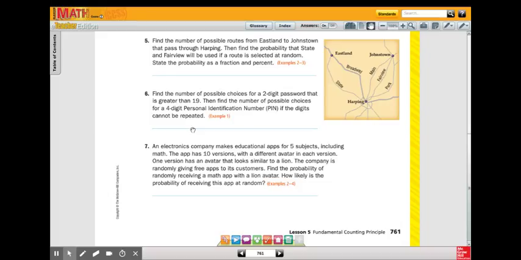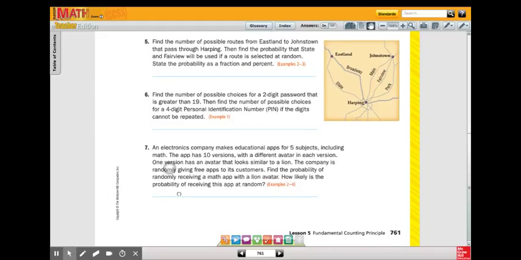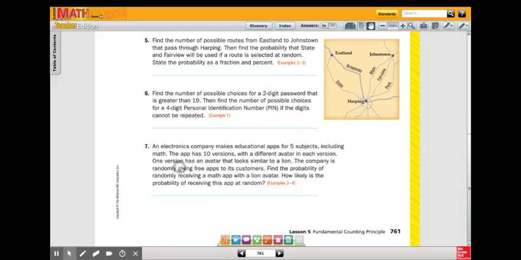Okay. Yeah, you can get the probability for that. You just got to think. For the subject, how many choices do you have? For the app, how many choices do you have? And then avatars, and how many would be lions? And no problem. There you go. Let's go to the next page.